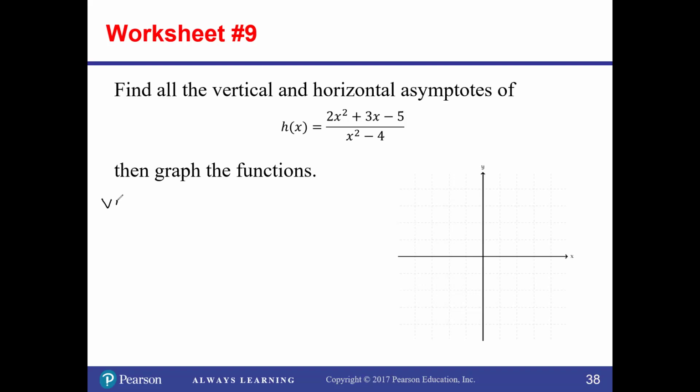So we need a vertical asymptote. That is going to be where the denominator equals 0. Remember, it's the difference of squares. So we get x plus 2, x minus 2. That means my vertical asymptotes are going to be x equals -2 and 2. So let me do those in red again.